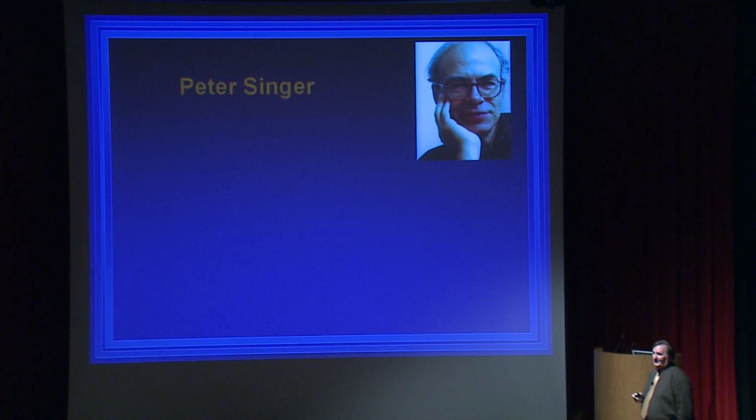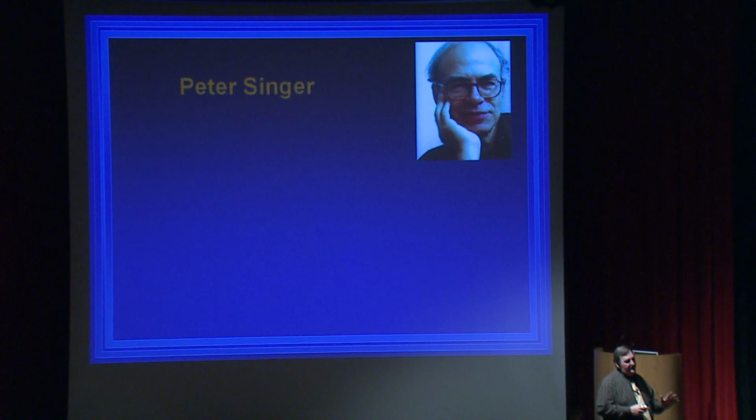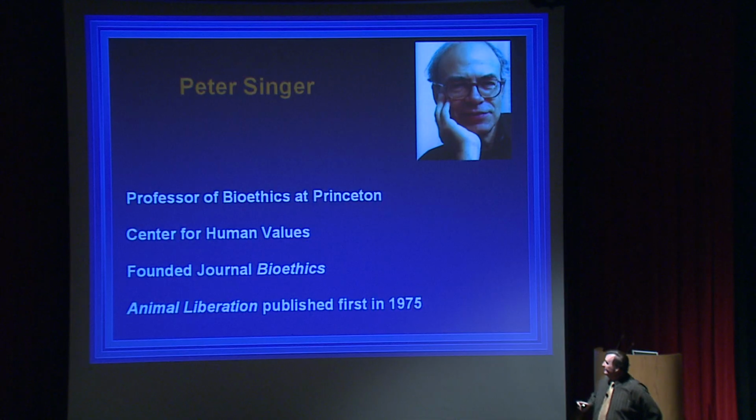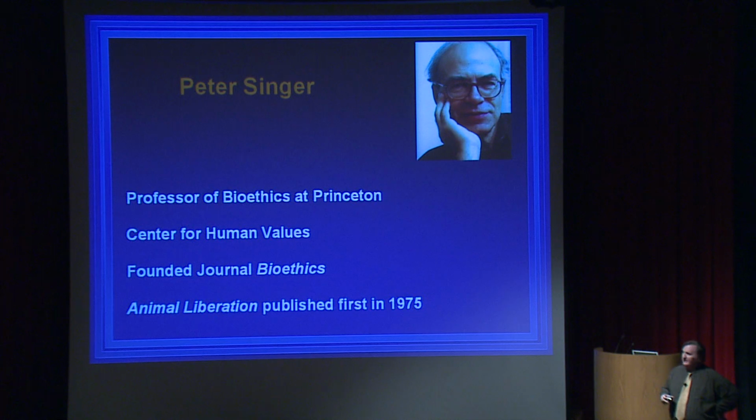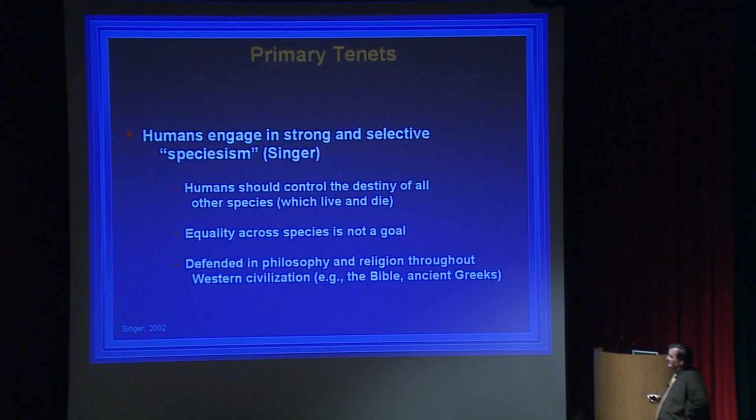Another person who's written about this a lot is a philosopher at Princeton named Peter Singer. He writes about this in a very interesting way because he brings in history and philosophy, and he's a very thoughtful scholar. He's professor of bioethics at Princeton, a well-respected scholar in the field, and published a book first in 1975, but subsequently in other editions, called Animal Liberation. You see the book here. He makes interesting arguments, and I'd like to share some of the core of what he says.